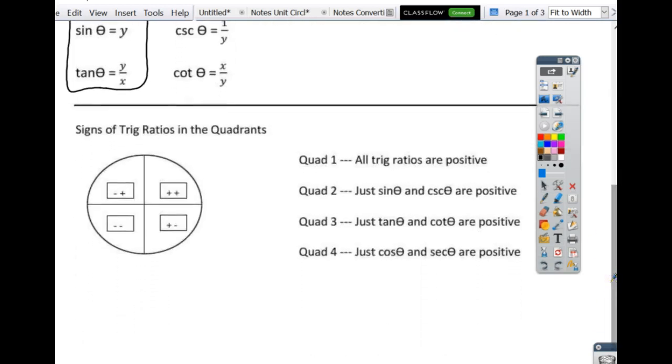So the next thing you need to know, we've already talked about yesterday, and we put this on the circle already. In quadrant 1, the x is positive and the y is positive. In quadrant 2, the x is negative and the y is positive. Quadrant 3, we have negative and negative, and then a positive and a negative. Okay? So that's going to affect our trig ratios.